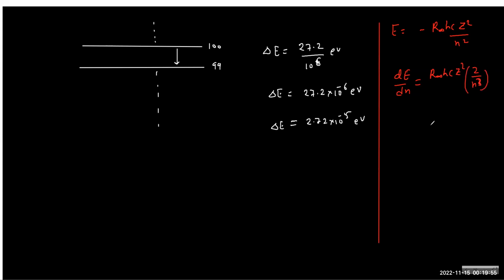Is this clear? Yes, sir. So the delta E will be how much? And delta n is how much? 1. dn is 1, because we're taking only one difference, right?